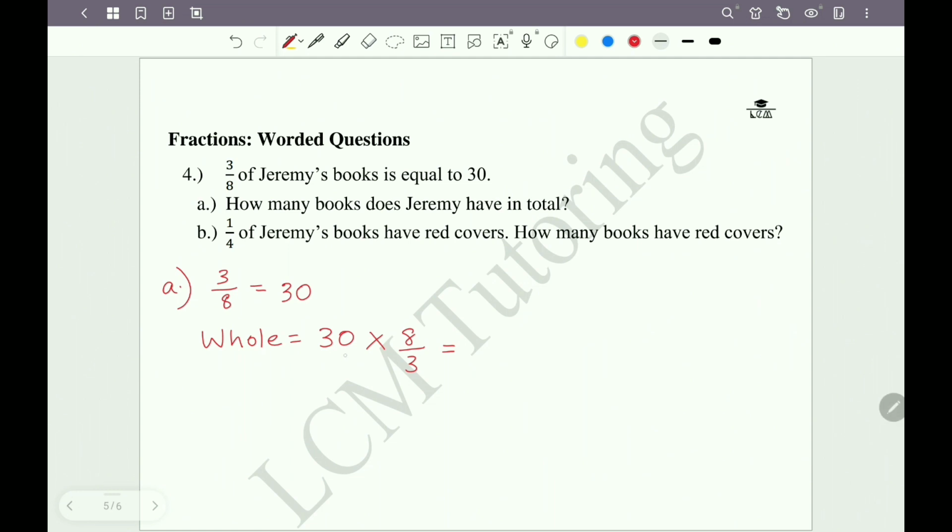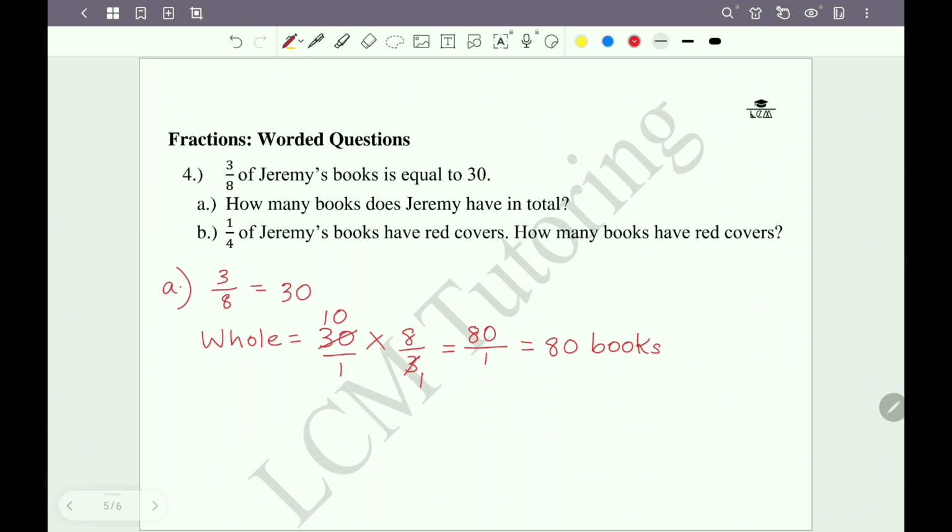Now you can think of 30 as 30/1. And let's go ahead and cancel. We can cancel 3 into 3 is 1 and 3 into 30 is 10. Nothing left to cancel. So 10 times 8 would be 80 over 1 times 1, which is 1. 80/1 is 80. So Jeremy has 80 books in total.